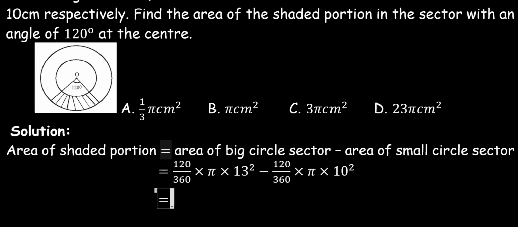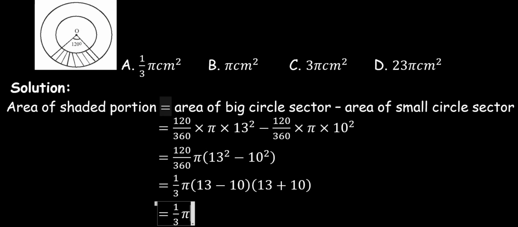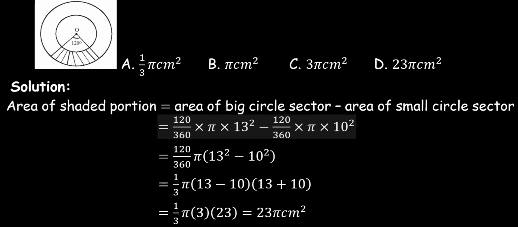Simplifying, we factor out 120 divided by 360 and pi. That will give us the result below. Since we have a difference of two squares in 30 squared minus 10 squared there, we simplify as given next, which will be equal to 1 over 3 pi into 20 times 40. And that will give us the final result in pi cm squared. We've come to the end of the examples under this subheading.